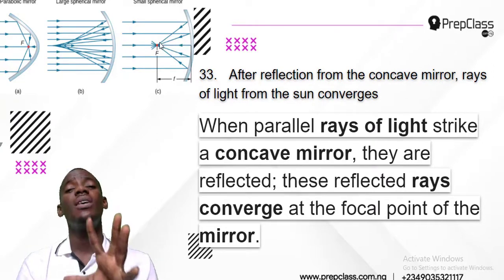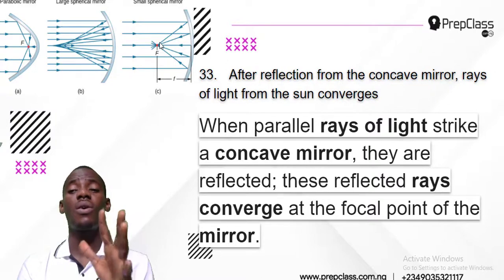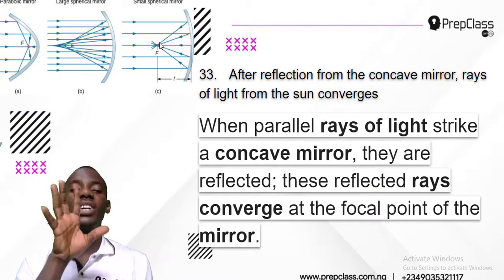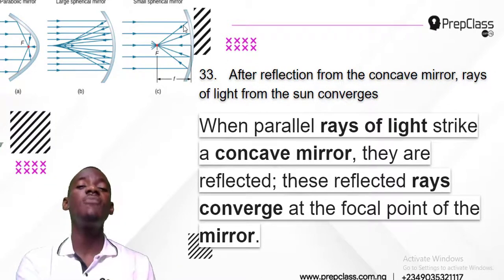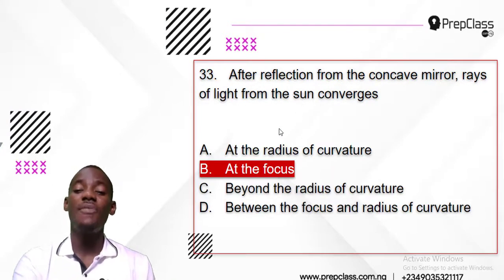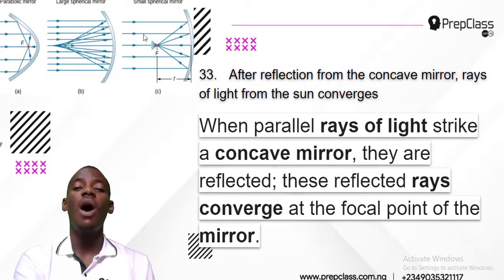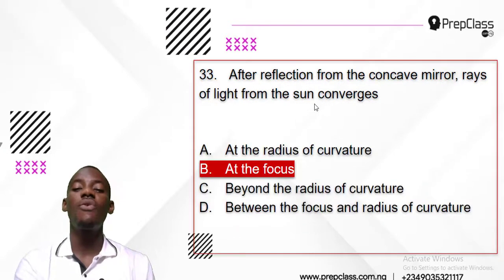Now, if it were a convex mirror, it will diverge, it will spread out. But if it is a concave mirror, it will converge at the focus, and that is the answer. If you're looking at this drawing, you can see the sun rays coming in, but when they strike the concave mirror, these parallel rays will go to the center. All the rays will converge at the F, at the focus. It converges at the focus of the mirror.